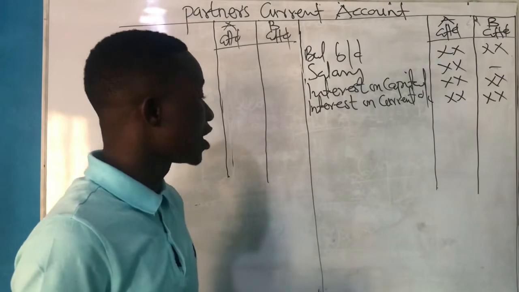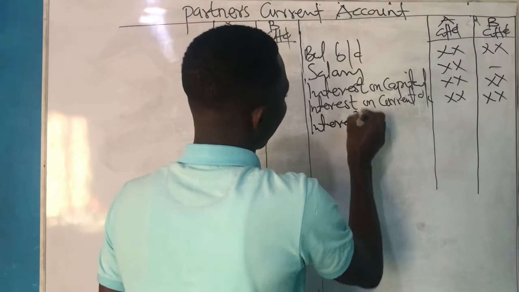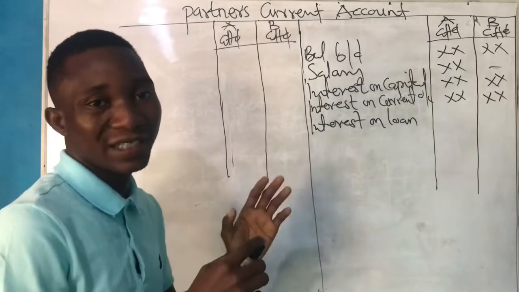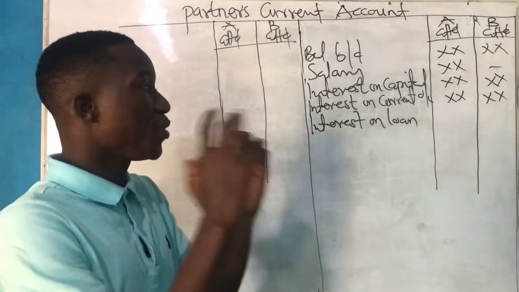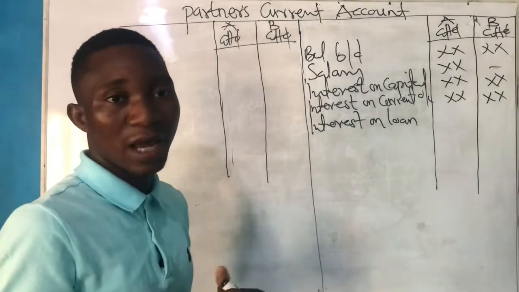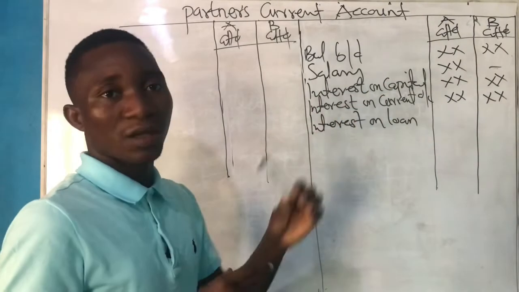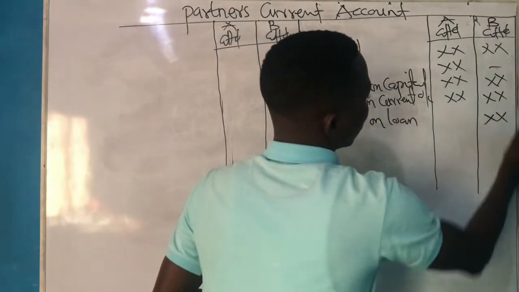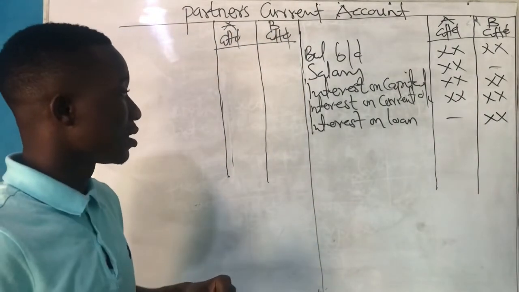And if there is an interest on loan, is that okay? If any of the partners gives a loan to the partnership business, at the end of the period, the partnership business as a whole is going to pay the interest on the loan to that particular partner. So we assume that it is partner B that gives a loan to the partnership business. So we have interest on loan. Partner A didn't have, but both can also get an interest on loan.